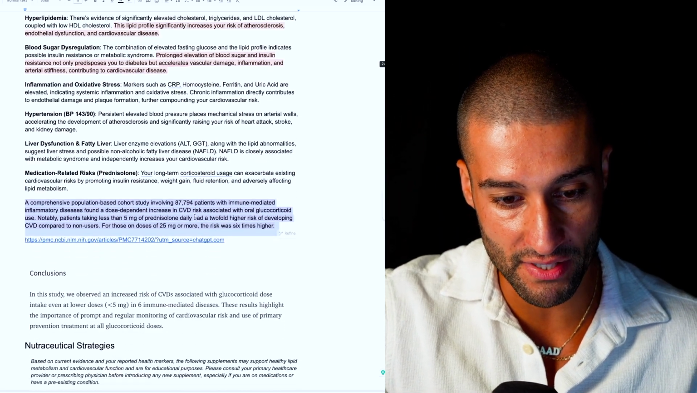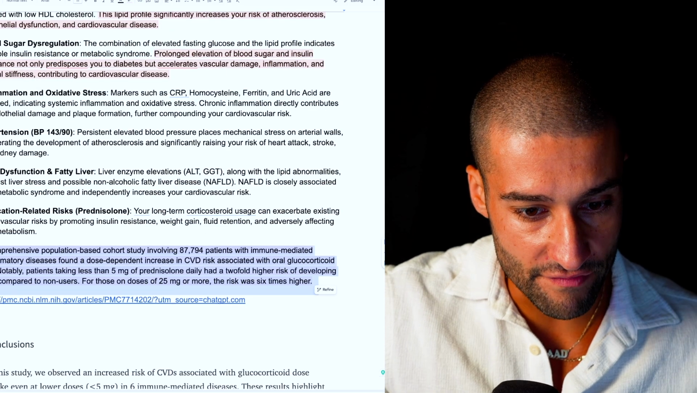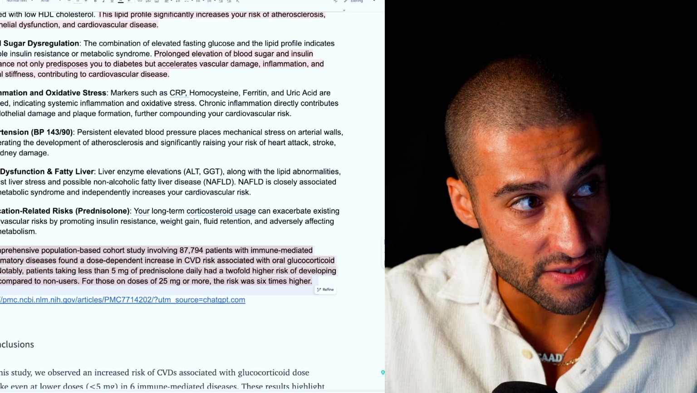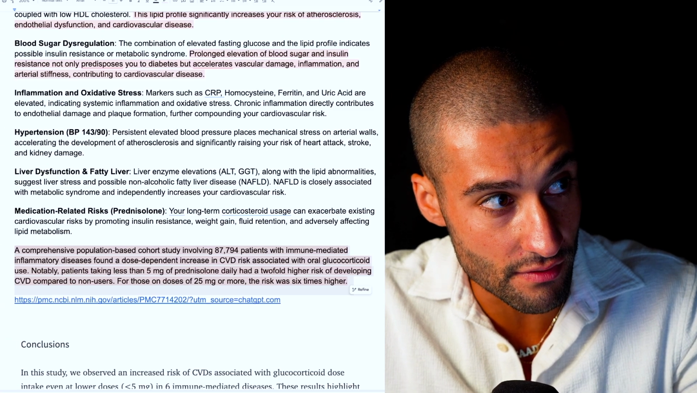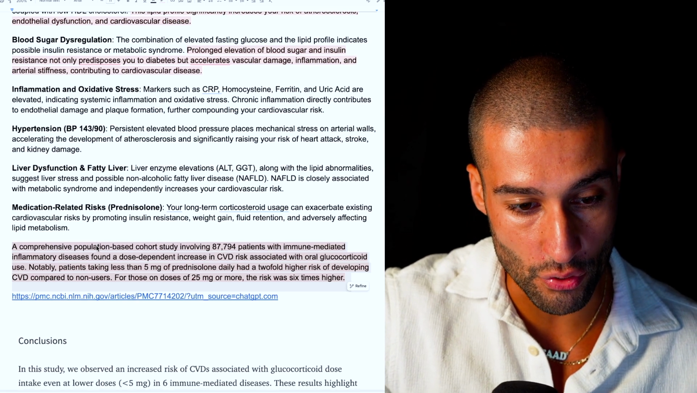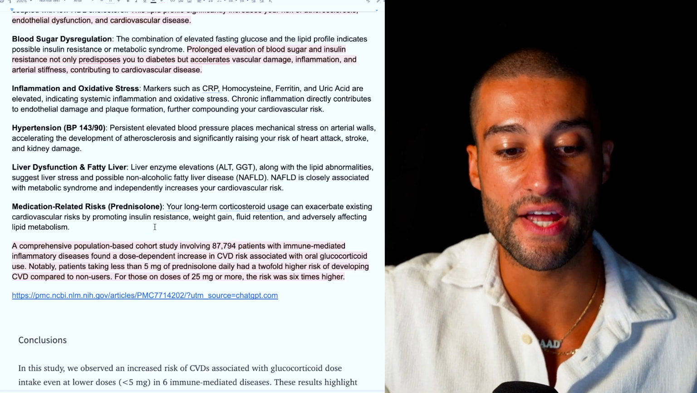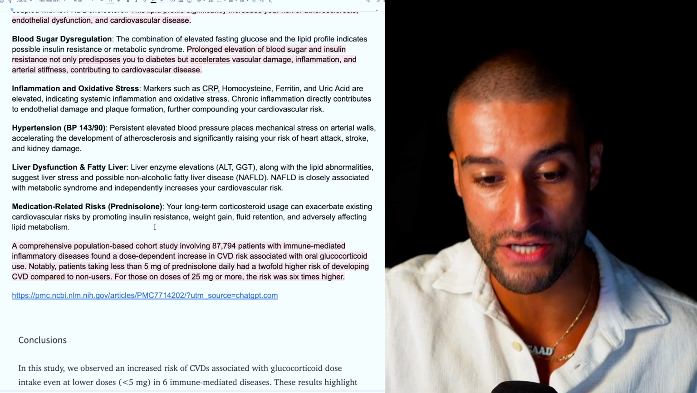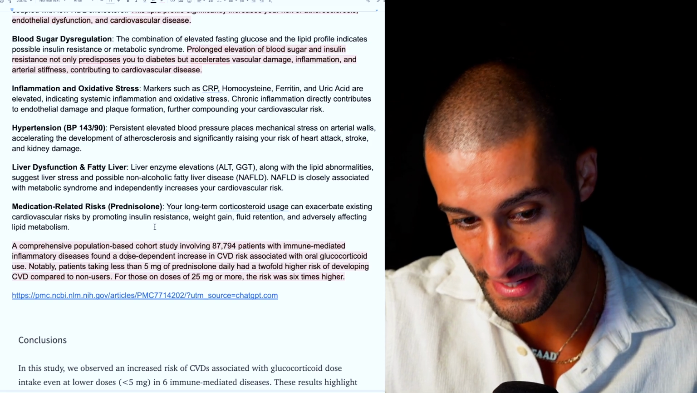A comprehensive population-based cohort study of 87,000 patients with immune-mediated inflammatory disease found a dose-dependent effect, which means as the dosage of the medication went up, the actual disease risk went up, associated with oral glucocorticoid use. Notably, patients taking less than 5 milligrams daily had a twofold higher increase of developing cardiovascular disease compared to non-users.